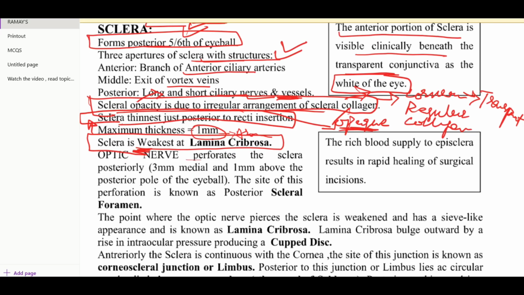The optic nerve perforates the sclera posteriorly. I have shown you, this is 3 millimeter medial and 1 millimeter above the posterior pole of the eyeball. We have studied this in the previous lecture, in the first lecture. The site of this perforation is known as the scleral foramen. I have just shown you this.